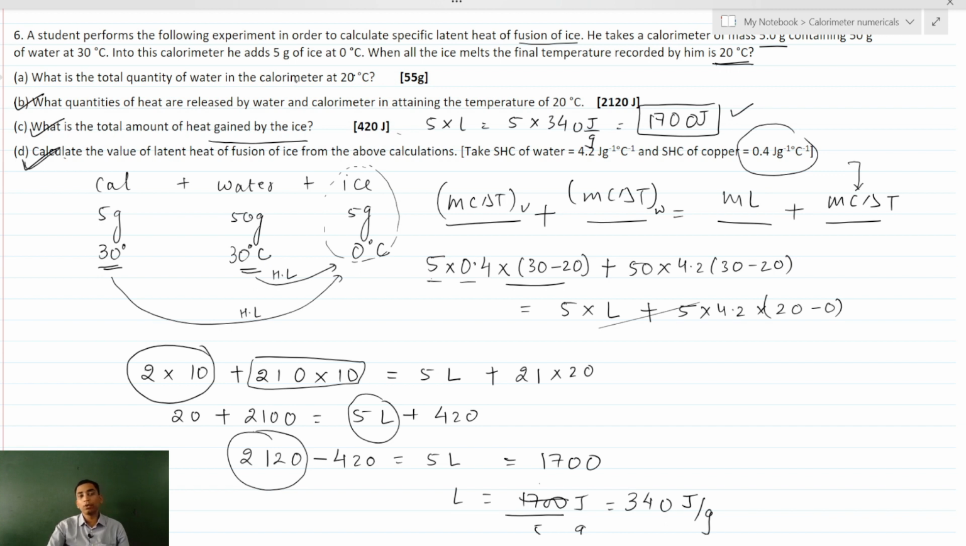And what is the total quantity of water in a calorimeter? That is very easy, because already there was 50 grams of water. Now the 5 grams of ice is melting into 5 grams of water, so total 55 grams is the answer, right? If you feel I have made any mistake in C part, please do comment in the comment section.